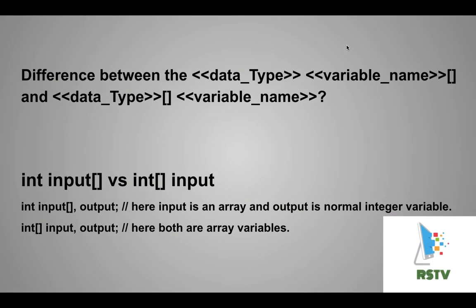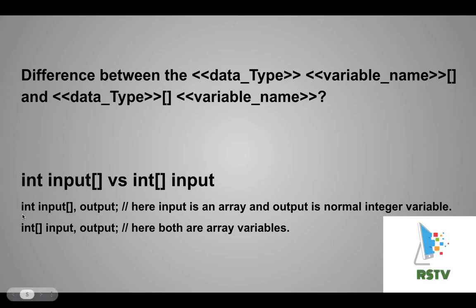Next, the difference between the data type, variable name and bracket, and data type, bracket, variable name. This one is a little bit confusing, right? So we'll see int input[] versus int[] input. This bracket is the position change. Just observe this one. This bracket is before the variable name here, and here it is before the data type.